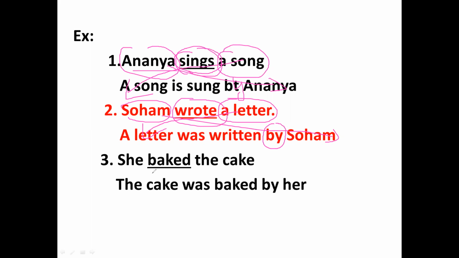Third example, she baked the cake. Baked is the past tense. She is the subject, baked is a verb, and the cake is the object. So the cake becomes the subject, she becomes the object, her. Baked is a past tense, so we use the be form was, and baked as verb 3. The cake was baked by her.